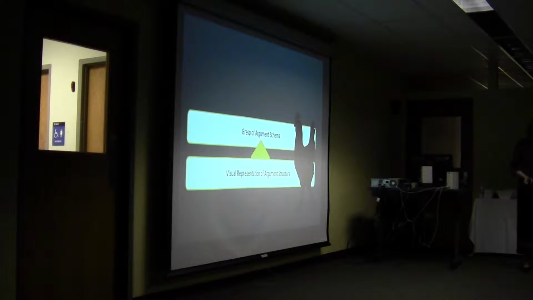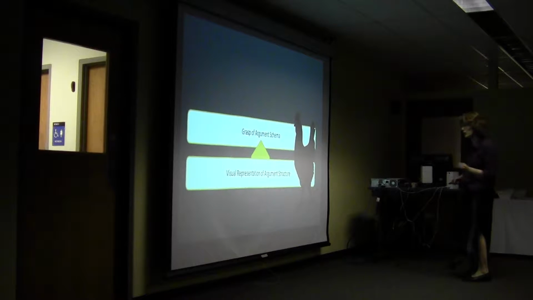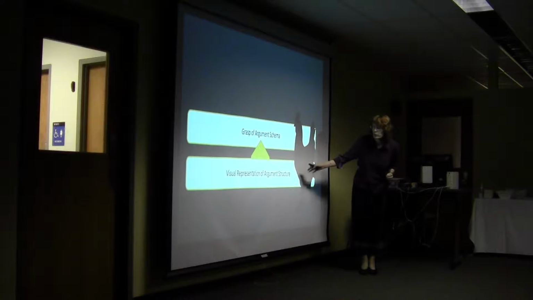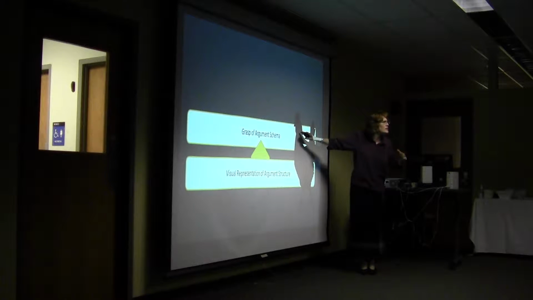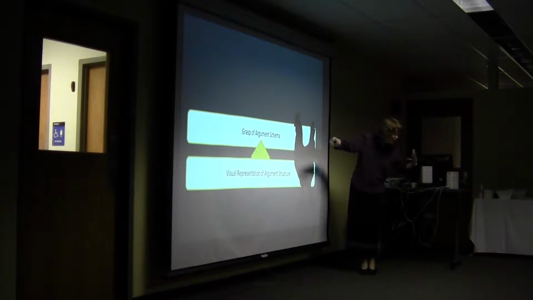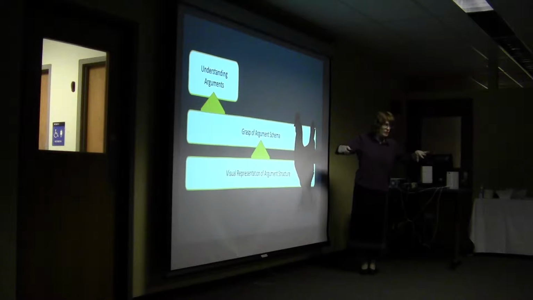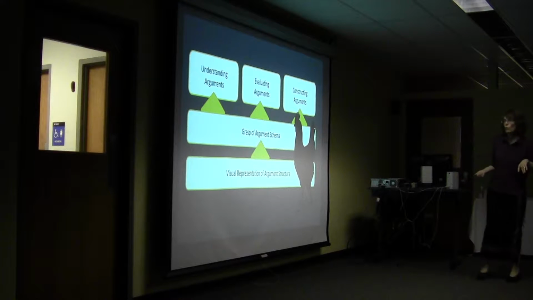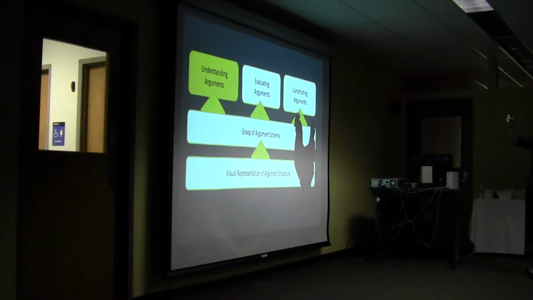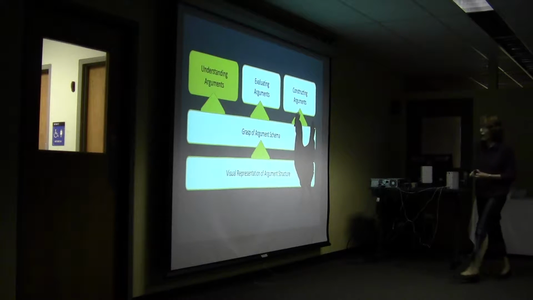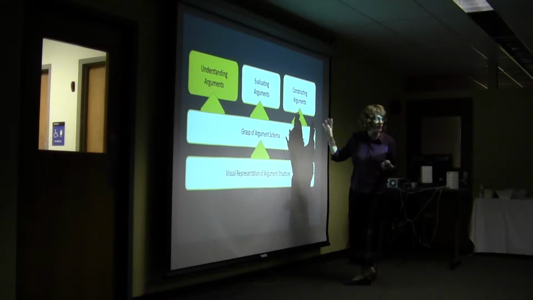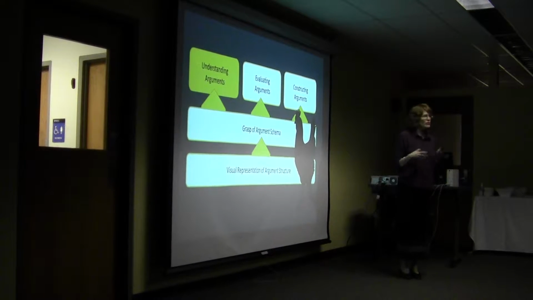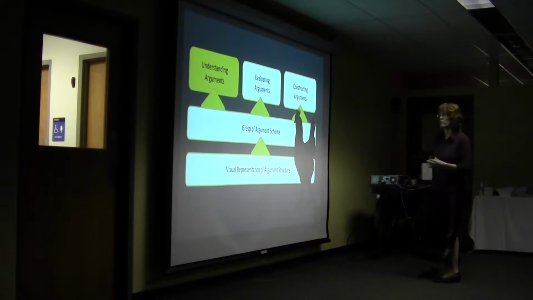So the goal is, once students have a visual representation of argument structure, they'll get the schema. They'll have a sense for how arguments work. Then they can use that to understand them, to evaluate them, and to construct them. So what I want to do is just talk a little bit about each of these things, just so you can see how it might play out. Not necessarily will play out in your area, but give you some ideas, something to think about, right? Something to sink your teeth into.